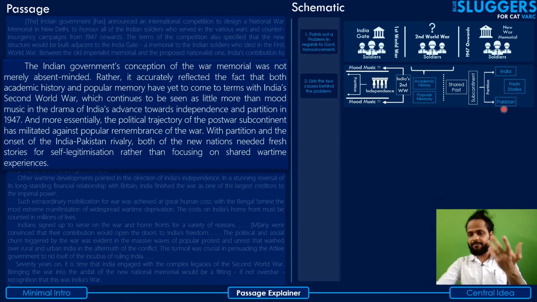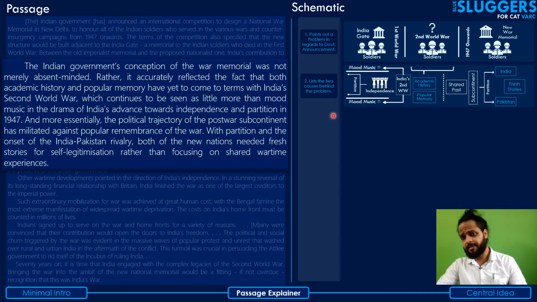And same for Pakistan, same applies. So the author says that the focus was more on creating fresh stories, and they did not want to focus on the shared past because they wanted something to legitimize their own respective nations as sovereign. Okay, so that's what he means.